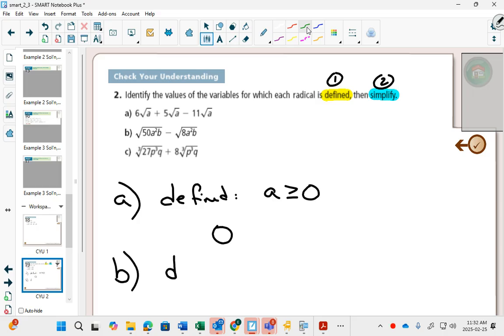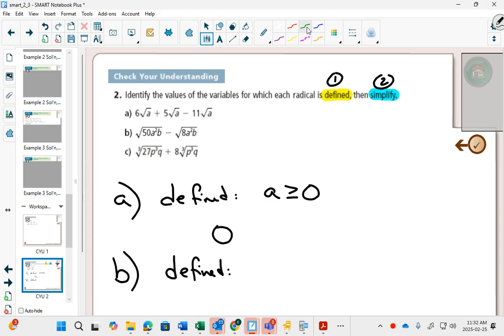Part B, where is it defined? This is interesting because now there are two variables, an A and a B. We have to decide if either of them cause problems and what those problems might be. Again, I have square roots. It cannot be negative inside.